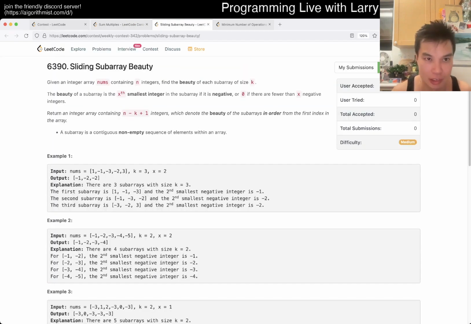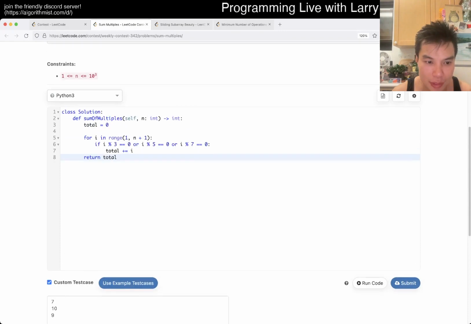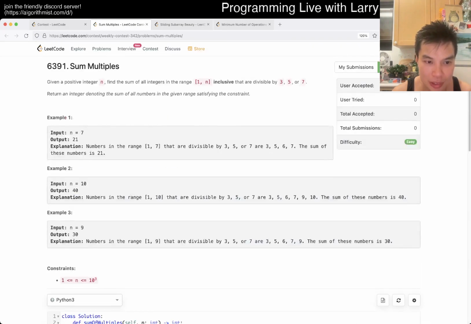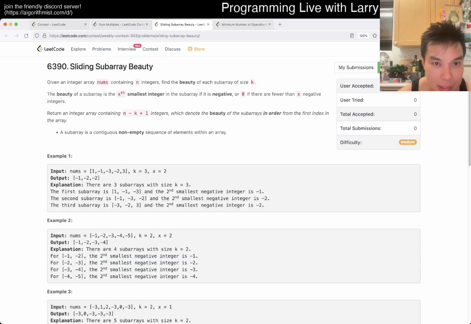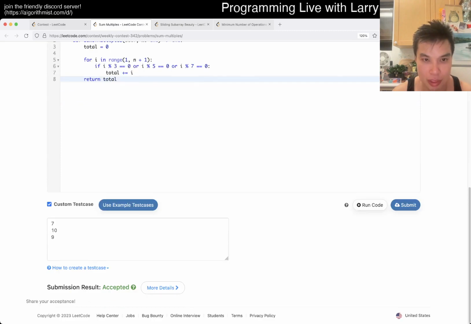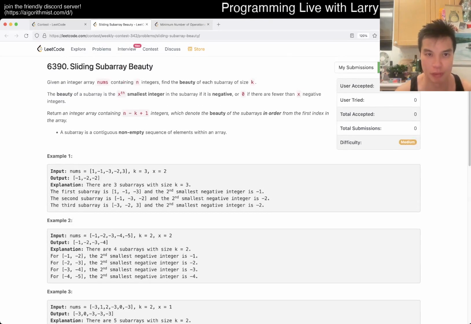All right, let's take a look at Q3 real quick, maybe. Oh, wait, 2140. All right, well, it is what it is. Find the beauty of each subarray of size k. Okay, the beauty is the x-th smallest integer in the subarray if it's negative, or 0 if there are fewer than x negative integers. Okay, so that was good. This is a very weird contest.